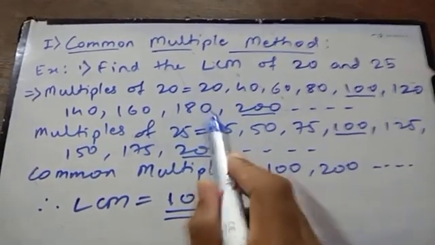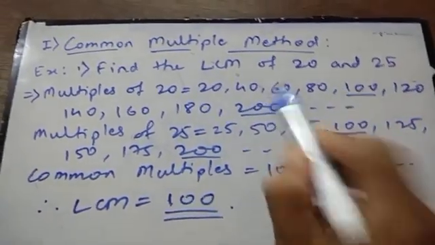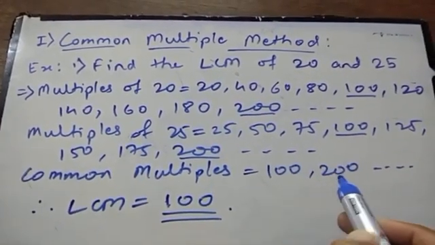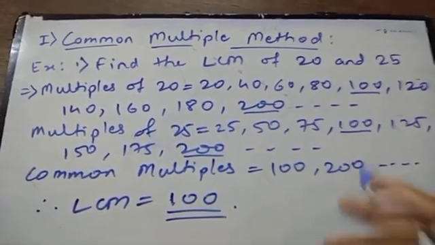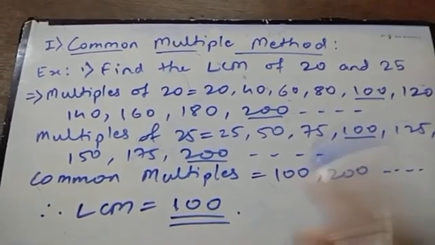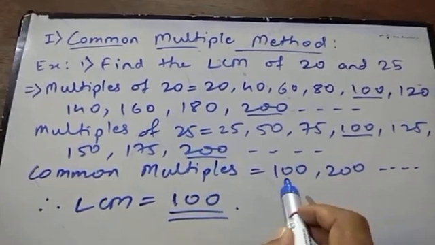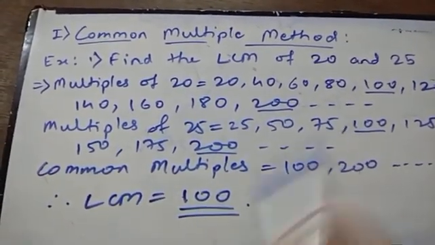We want now common multiples. Now here 100 and 200 are common multiples. So write here common multiples separately, 100 and 200 and so on. Many will get. But in that we do not want all common multiples. We want the lowest common multiple, that is LCM, and the lowest common multiple is 100. Therefore LCM of these two numbers is 100.